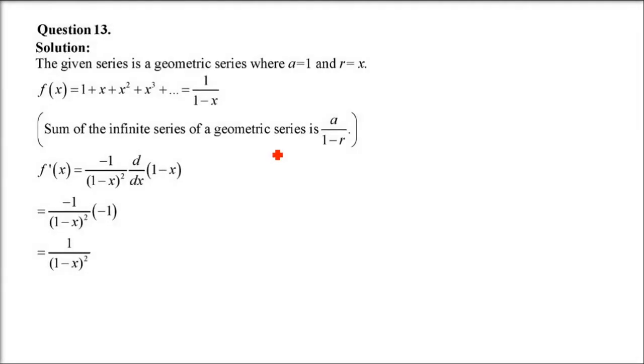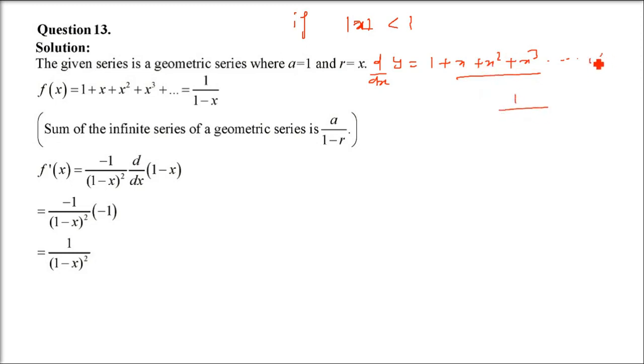Question number 13. It's given if mod x is less than 1. This is very important because this will make the function differentiable. Otherwise it is not. y is given as 1 plus x square plus x cube, and we have to find out dy by dx. This series is a GP and goes up to infinity. The sum is a by 1 minus r, where a is the first term and r is the common ratio.